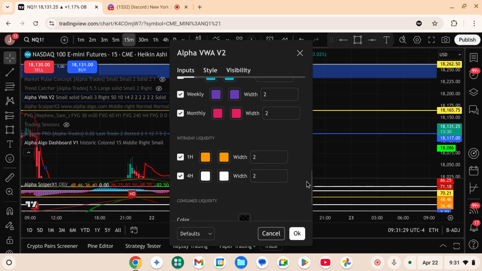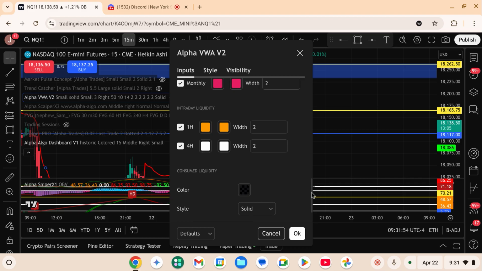And then right here, where it says intraday liquidity, the 1 hour and 4 hour should be enabled. Do you have the 1 hour and 4 hour enabled for your liquidity? If not, that could be part of the problem.